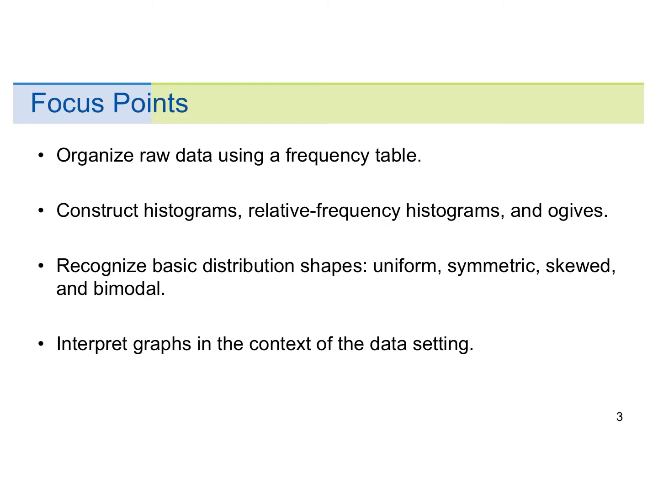All right, you guys, this chapter is a little bit long, so in this 2.1, these are our key points. We are going to organize raw data using a frequency table. We'll show you how to construct a frequency table. We're going to construct a histogram, a relative frequency histogram, and an ogive. We're going to recognize basic distribution shapes: uniform, symmetric, skewed, and bimodal. And we're going to interpret graphs and contents of the data that we have.